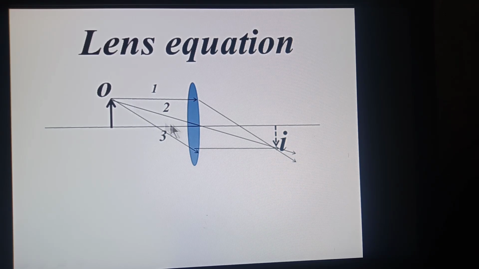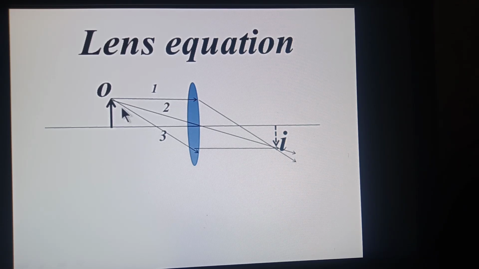Students, look at the diagram. Here is a convex lens shown and there is an object O placed in front of this lens. There are three rays that we have assumed. Ray number 1: any ray that is coming parallel to the principal axis, after passing from the lens, will always pass from principal focus. We named it ray number 1.